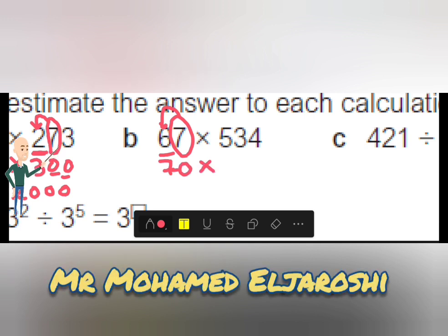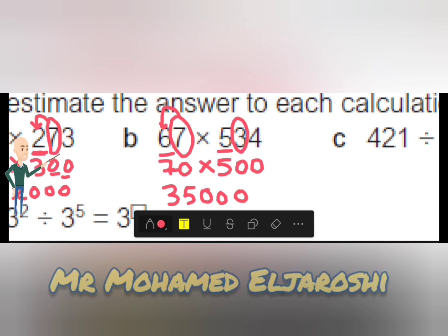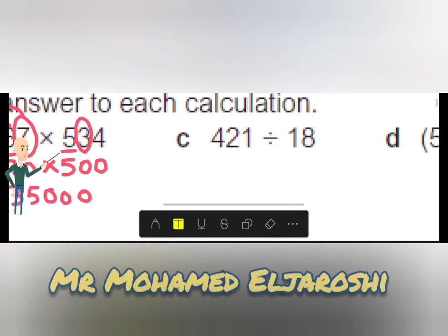And then multiplied by what? Good. The first significant figure is 5 and the number after it is 3, and 3 is less than 5. So we don't add anything to the 5. It's going to be 5 and the rest are zeros. And then the same idea, you're going to multiply with a calculator, or you're going to put the 3 zeros and you say 5 times 7 is 35. And this is the answer. Estimate the answer to each calculation. Good. Now, the next one is C.